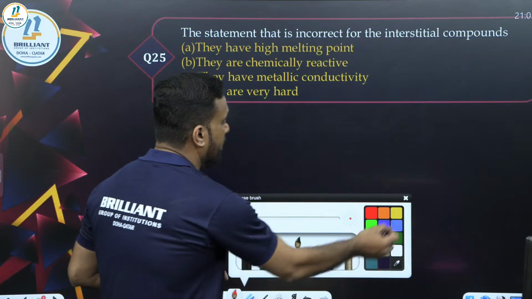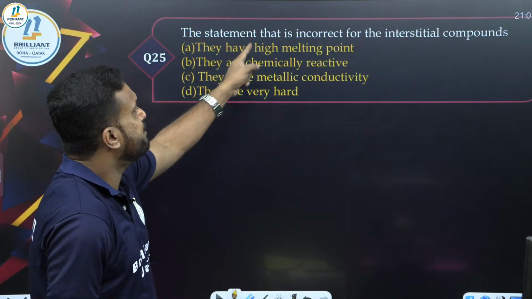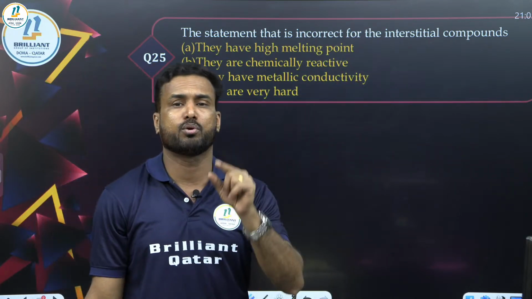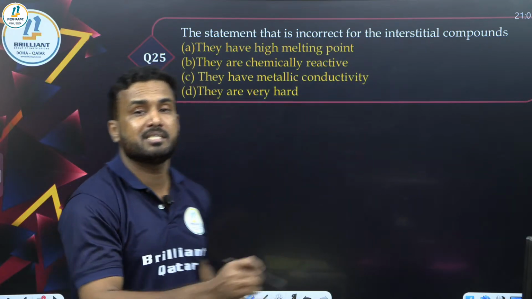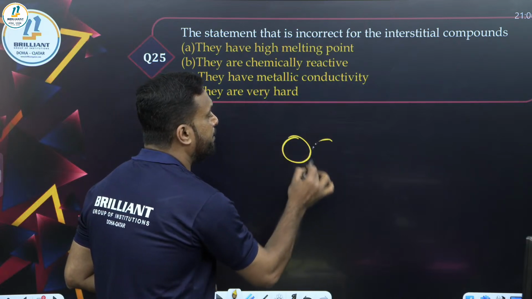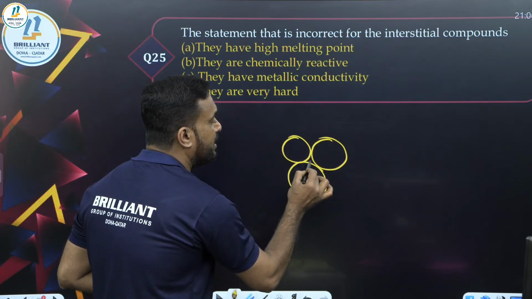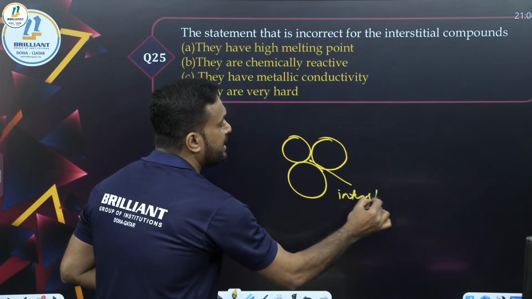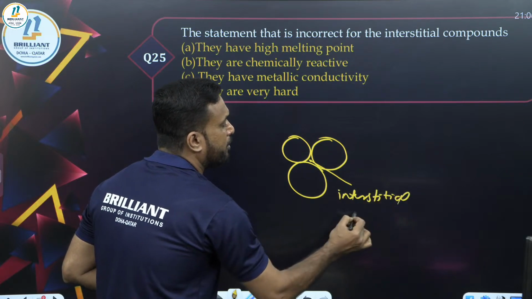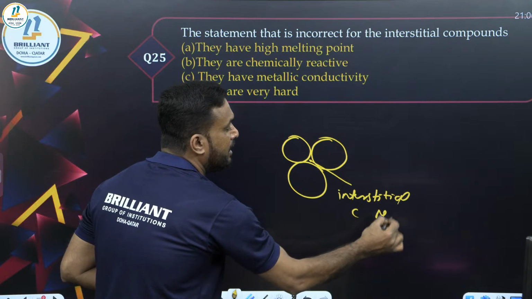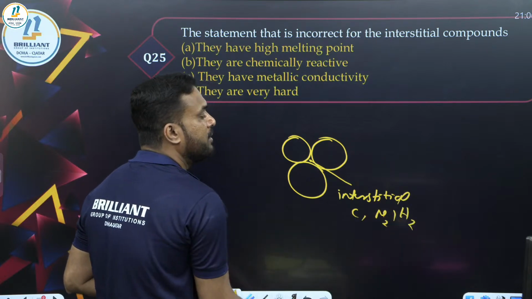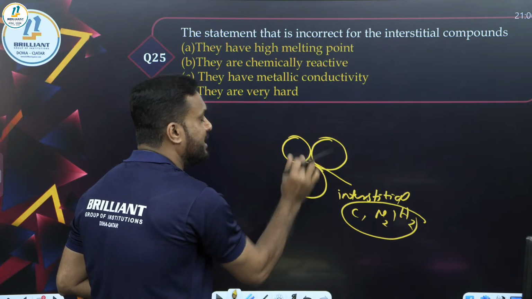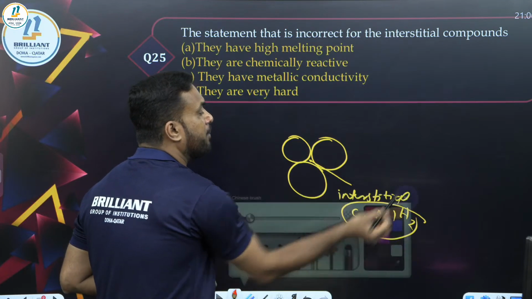Question number 25. The statement that is incorrect for the interstitial compound. Dear students, what are interstitial compounds? Whenever transition elements form compounds, there will be some gaps between the atoms, that is called an interstitial site. In the interstitial site, they can absorb gases like nitrogen, hydrogen and small elements like carbon. When these are occluded or trapped into the interstitial site, such compounds are called interstitial compounds.